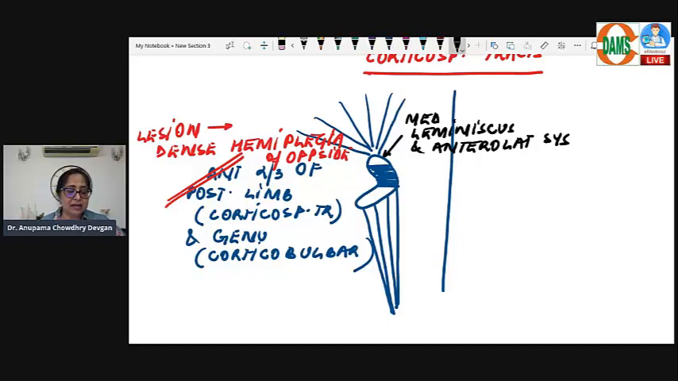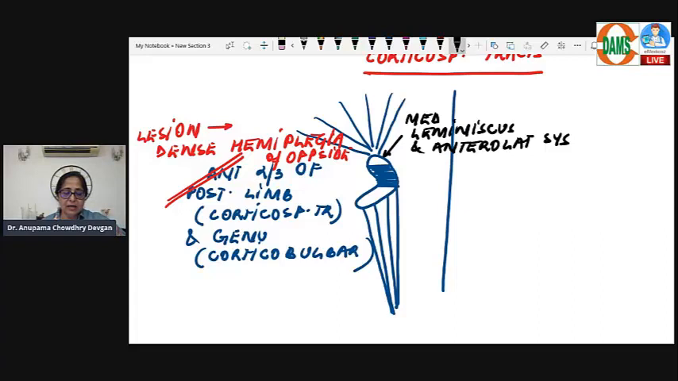Motor fibers are in the anterior two-thirds of the posterior limb and the genu. What lies in the anterior limb are, of course, fibers from the thalamus to the frontal lobe, fibers which connect the cortex with the corpus striatum and all that. But what is present in the anterior two-thirds of the posterior limb are the motor fibers. Genu is corticobulbar, and the medial lemniscus and anterolateral system are in the remaining part of the posterior limb.